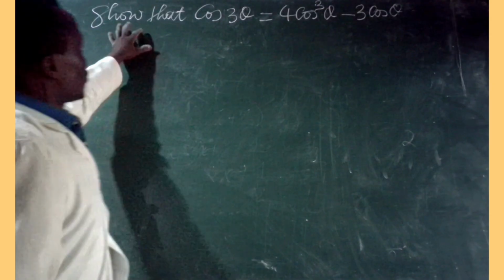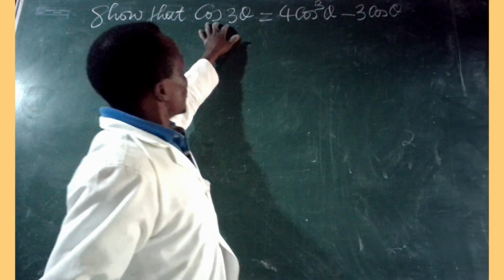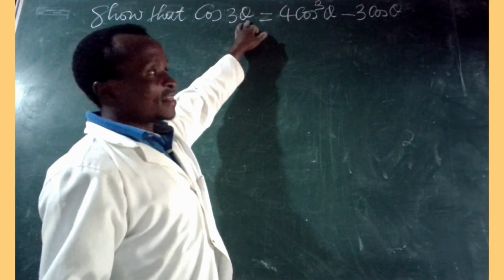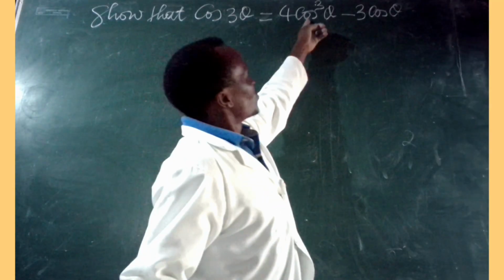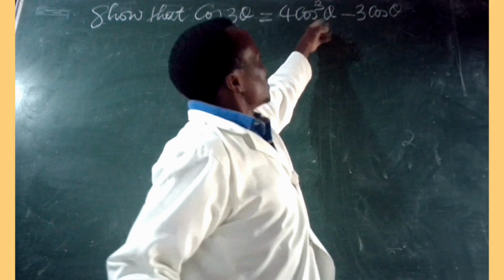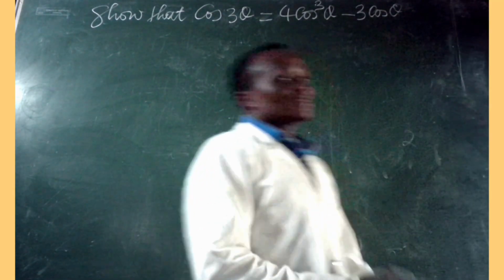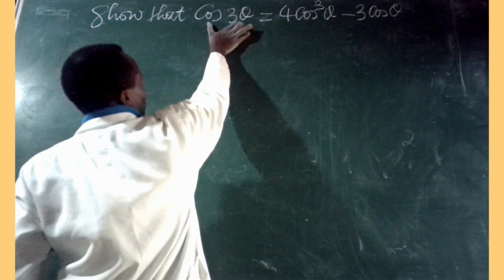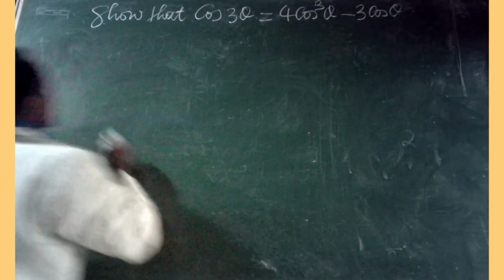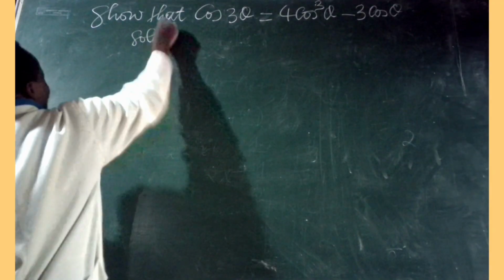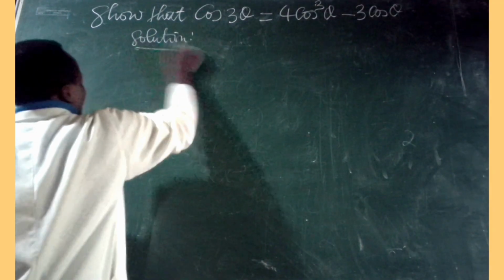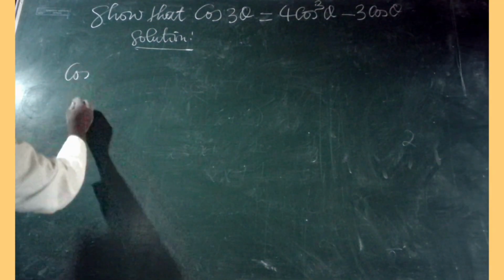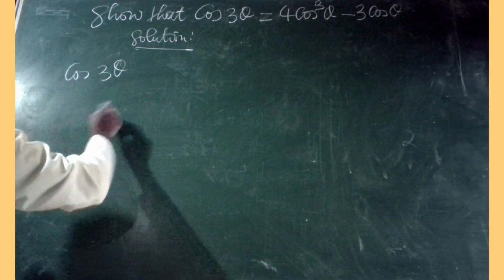Now we are going to show that cosine 3 theta is equal to 4 cosine power 3 theta minus 3 cosine theta. So now we are going to see how this equals that. Now let us find the solution. We are given cosine of 3 theta.